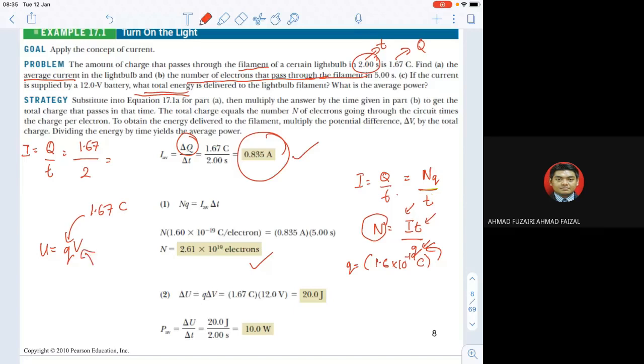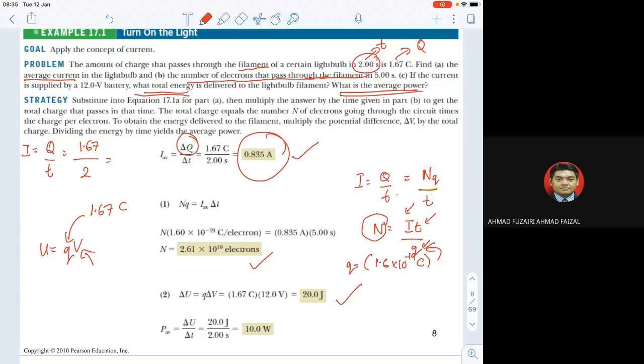So V, how about V? V is the 12-volt battery, times 1.67, so you can have 20 joule. Look at the unit used, joule, for energy. And the last part will be: what is the average power?